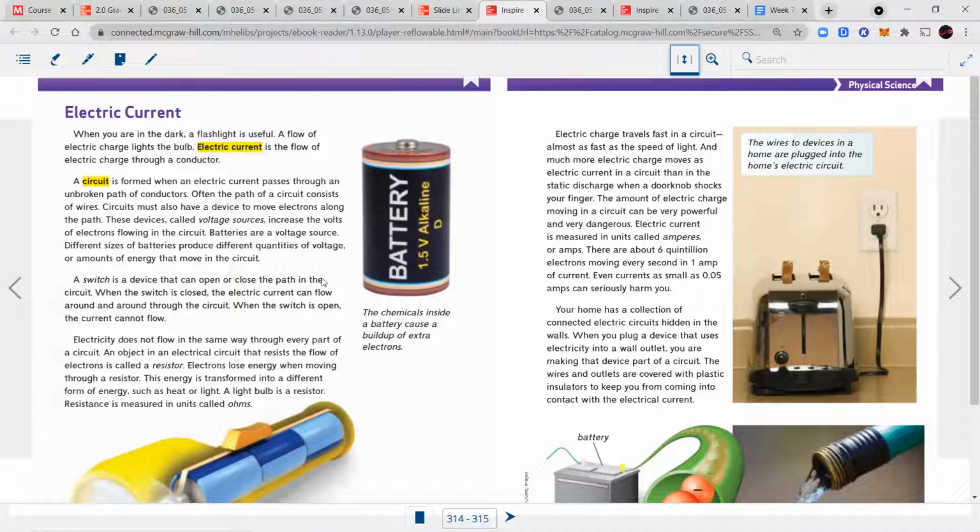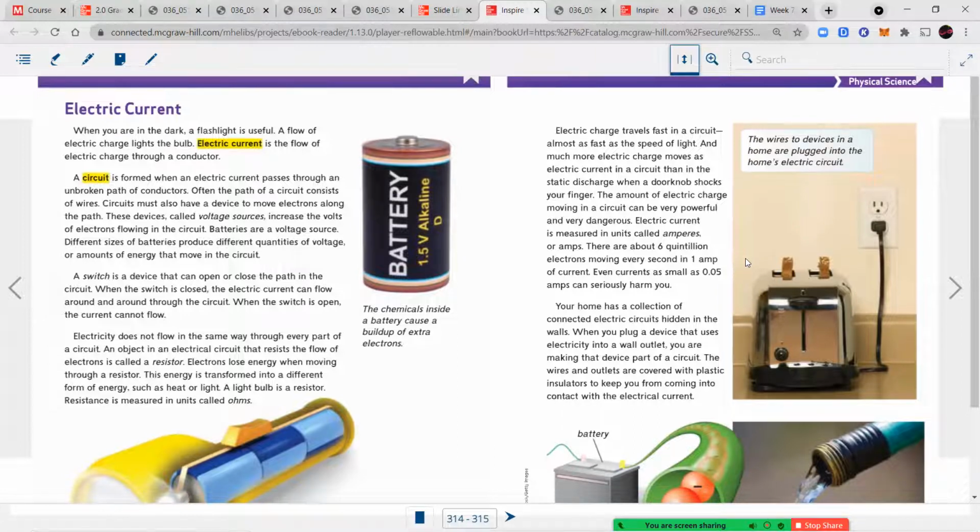Now we know that in order for electricity to flow, there has to be some kind of voltage source, some kind of power source. In this case, we're talking about batteries and a light bulb. So that battery, depending on the size of the battery, will produce different quantities of voltage, or the amount of energy that will be released. So larger batteries will usually have a higher voltage than smaller batteries.